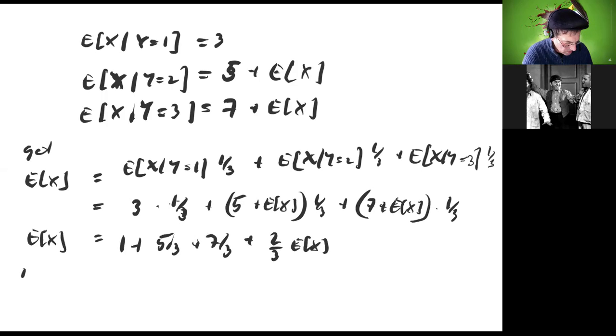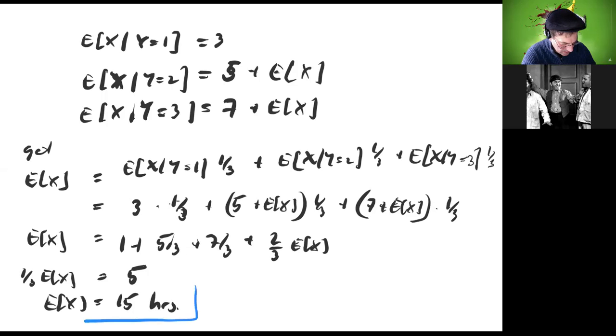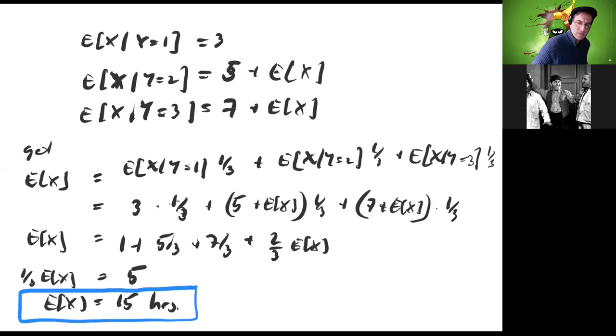In other words, 1/3 E of x equals 1 plus 5/3 plus 7/3. That's 15/3, which is 5. And therefore E of x is 15 hours. So that's the answer to this example. The expected time is 15 hours. Not too good. Okay, well, that's it for today, subsection 7.5.2. We will continue next time.